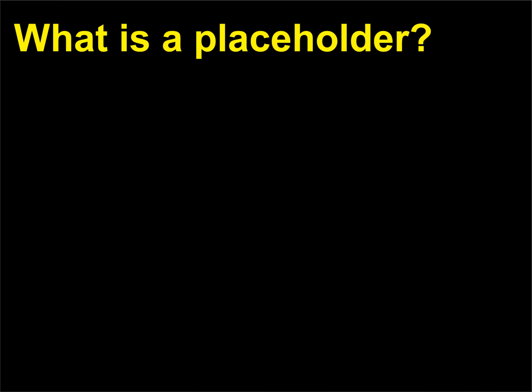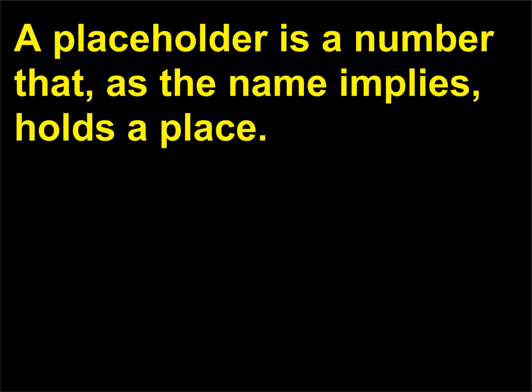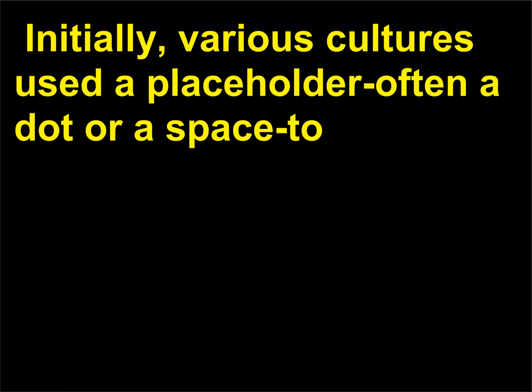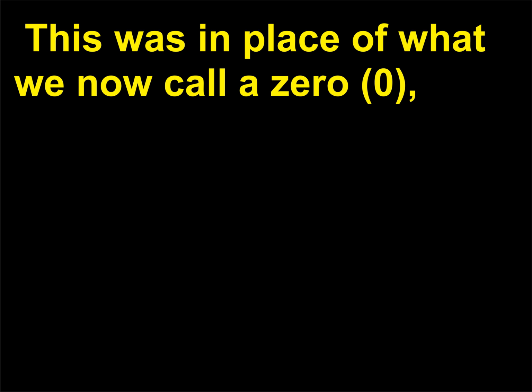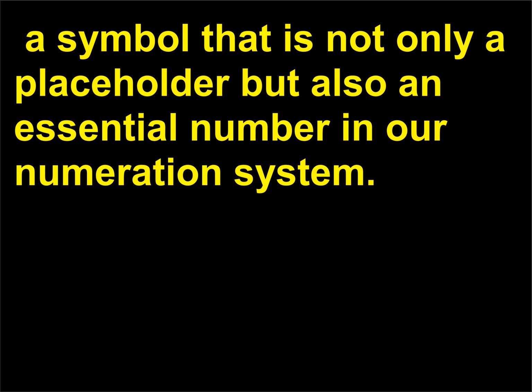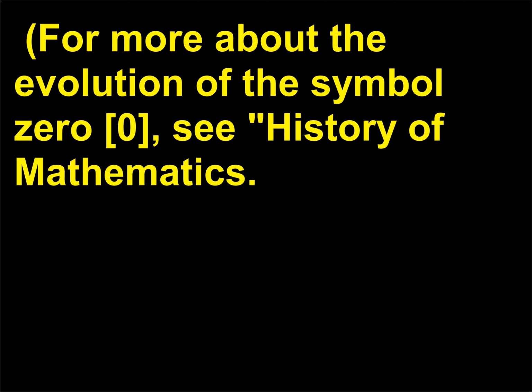What is a placeholder? A placeholder is a number that, as the name implies, holds a place. Initially, various cultures used a placeholder, often a dot or a space, to show an empty spot or place not used in a numeral, or other way of counting. This was in place of what we now call a 0, a symbol that is not only a placeholder but also an essential number in our numeration system. For more about the evolution of the symbol 0, see History of Mathematics.